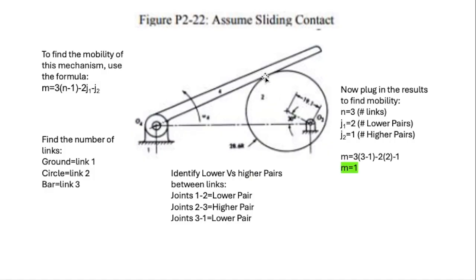And this is where your higher pair occurs. Why is it a higher pair? Because between these two bodies, there is more motion allowed. There is slip and roll motion that can occur right there. And since there are two types of motion available at this joint, it's a higher pair. And so you can enter this information into your formula, and it turns out that it also has a mobility of 1.